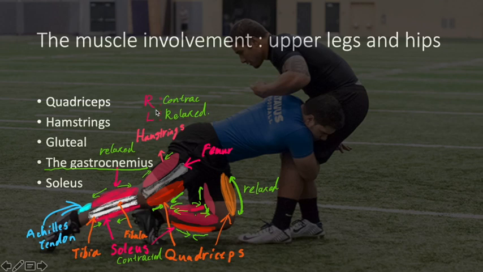Okay, and in this case, the right leg and left leg show very different movement. So when we look at the right leg first, the right hamstring has to be contracted, and then the right quadriceps has to be contracted too, and then the right gastrocnemius has to be relaxed, and then the soleus has to be contracted.